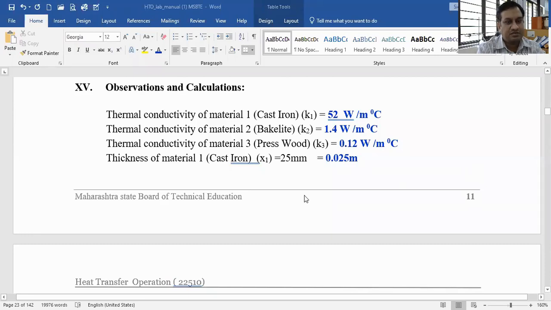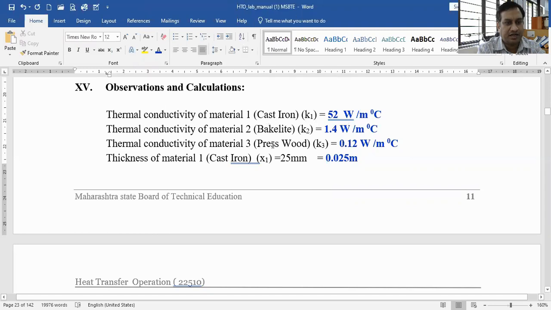After reaching the steady state temperature in the composite wall apparatus, we have taken some readings from the temperature indicators and voltmeter and ammeters. So before that, we should write the thermal conductivities of cast iron, bakelite and press wood. In this apparatus, we are using cast iron. The thermal conductivity of this material is 52 watt per meter degree Celsius.